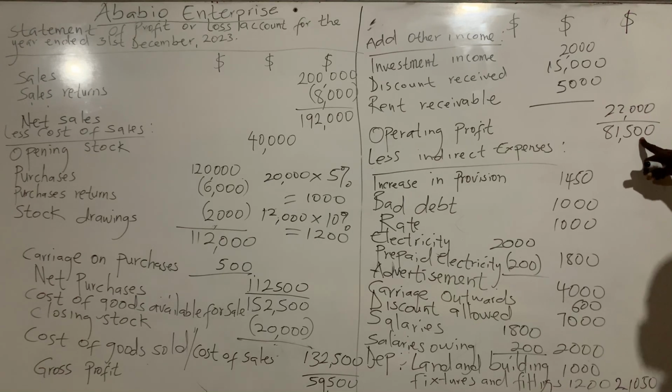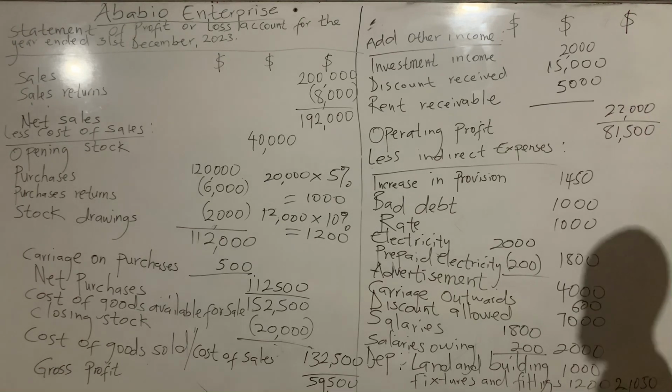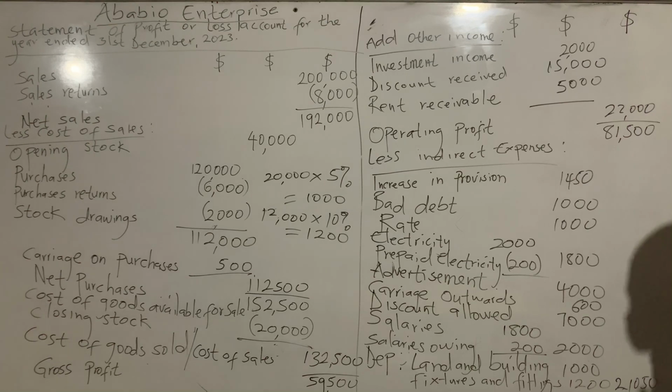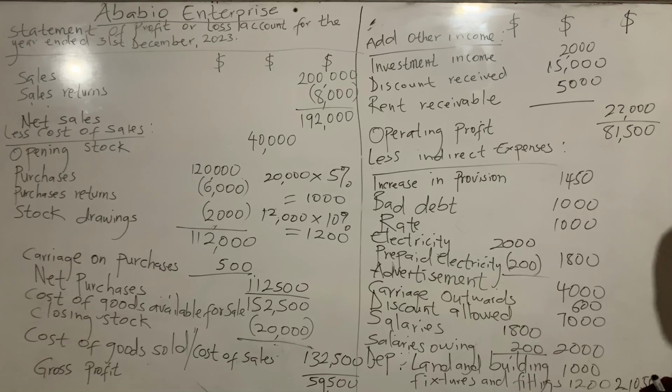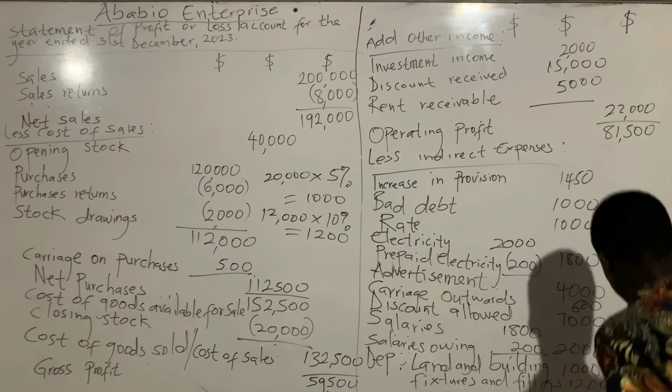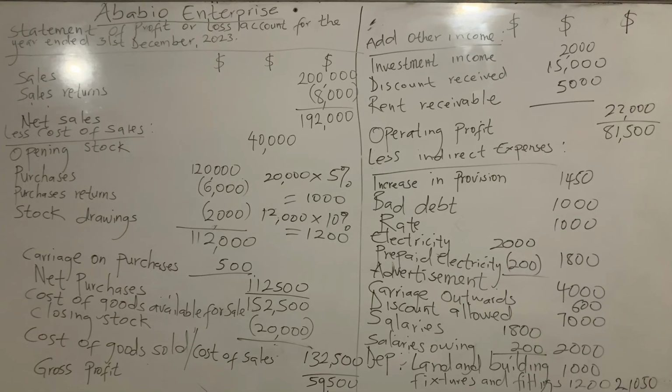If the operating profit is more than the total indirect expenses, then our answer will be net profit. But if the total indirect expenses is greater than the operating profit, then the result will be net loss. So when you subtract 21,050 from 81,500, you will get 60,450. So this 60,450 is what's referred to as the net profit.